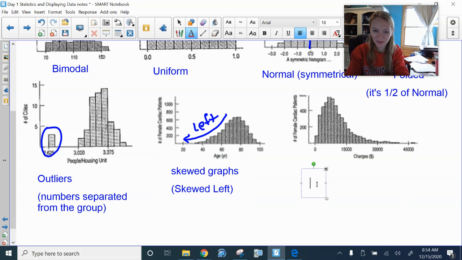Maybe. Oops. Skewed right. And we can see that that trails off this way.